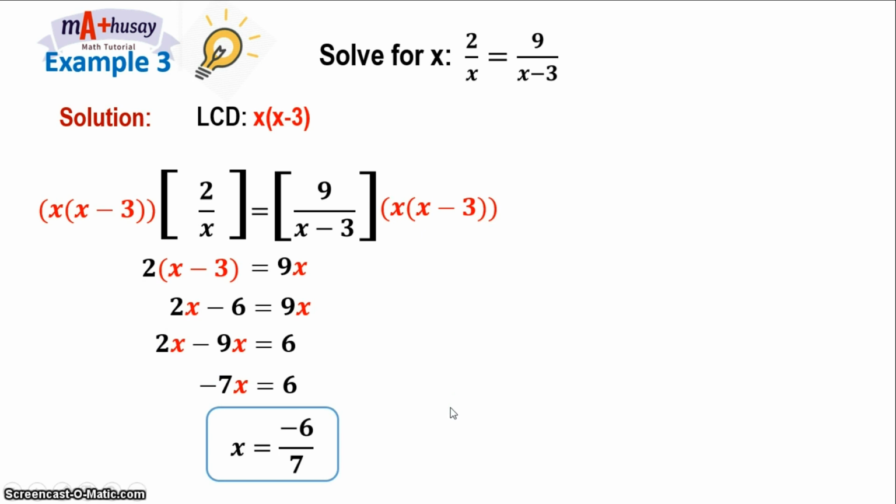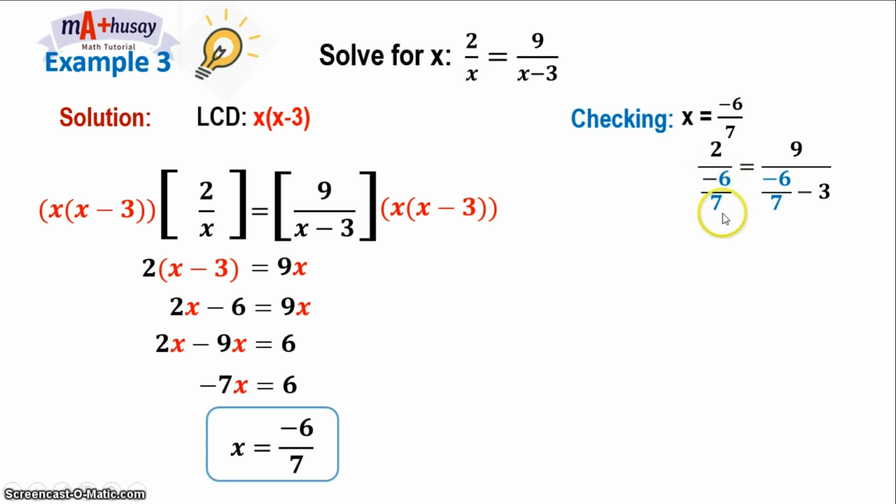So, this time, ang gagawin natin, i-check na lang natin kung mag-hold true ba ang solution na ito. So, bago natin siya matawag na solution, we have to check kung magsasatisfy ba siya sa 2 over x equals 9 over x minus 3. So, kapag sinubstitute natin itong value sa original na rational equation, we have 2 all over negative 6 over 7 equals 9 all over negative 6 over 7 minus 3. So, ang unang gagawin natin is i-simplify natin yung right side of the equation.